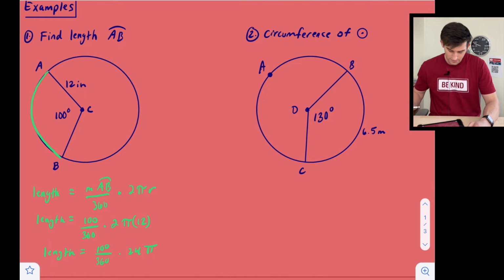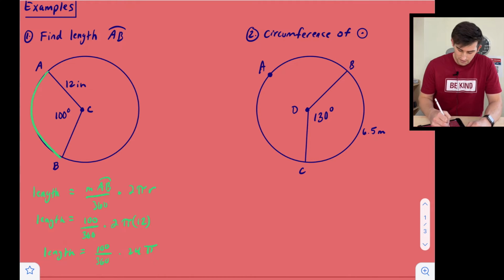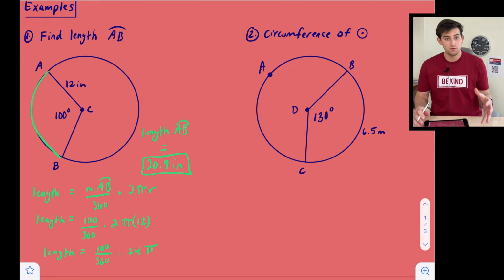Now I'll use my calculator to solve from there. If I do 100 divided by 360, that gives me a pretty lengthy decimal, about 0.28 if we rounded it. Then we multiply this by 24 pi, okay? So the length of arc AB is equal to 20.9 inches.